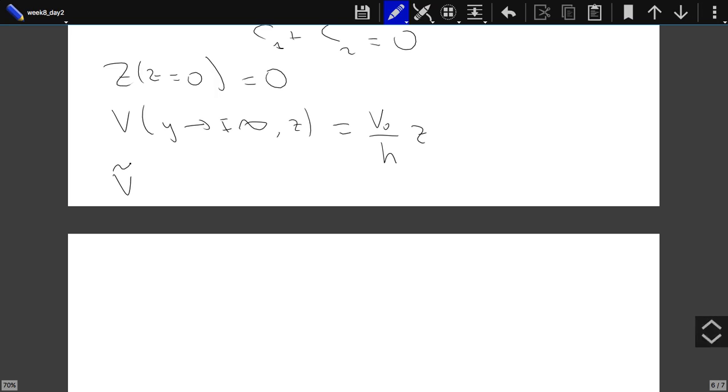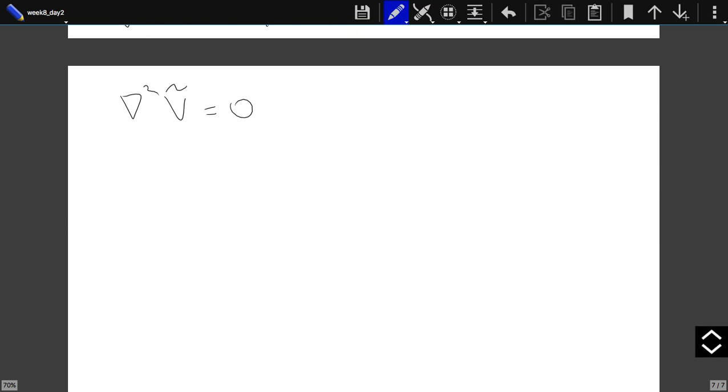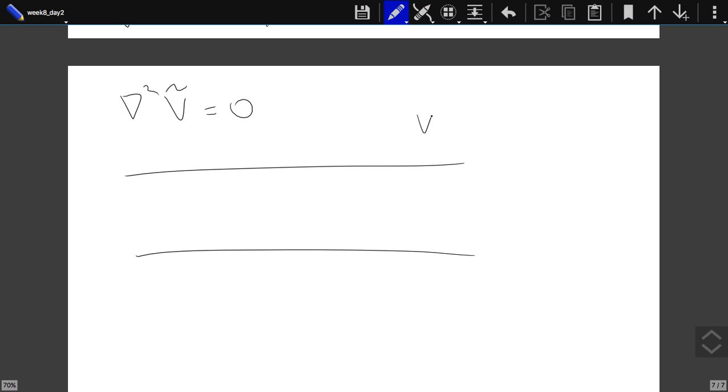I will define V tilde, which is V minus V0 over H times Z. The Laplacian of V tilde is equal to 0 in both of those regions, because the term that I subtracted has 0 Laplacian. The second derivative with respect to Z will be 0. But now this time V tilde has simpler boundary conditions. You see the boundary conditions for V tilde.